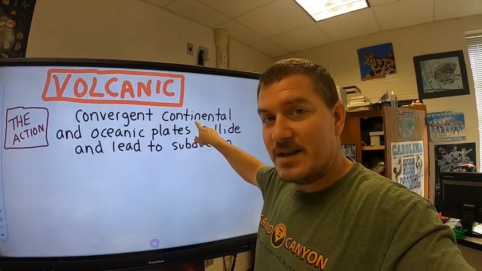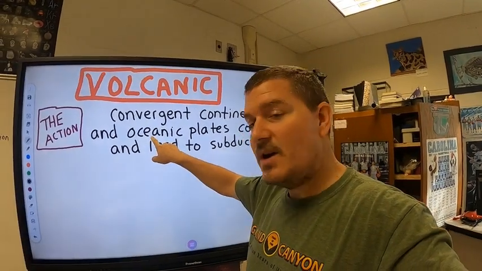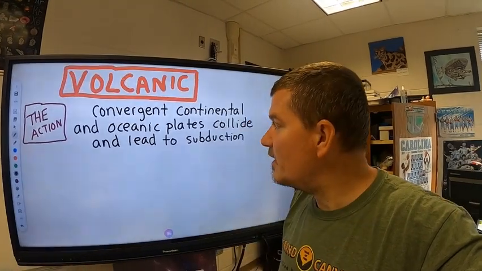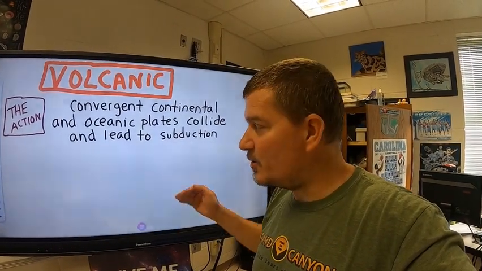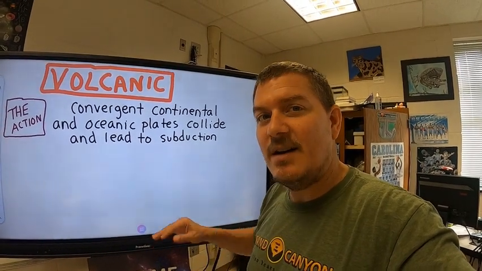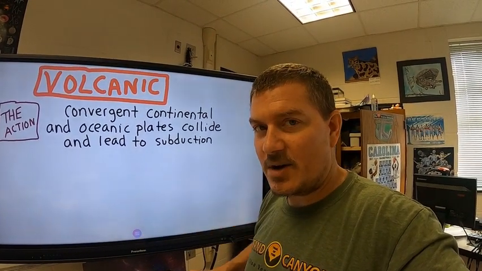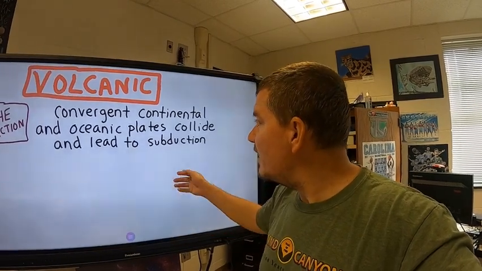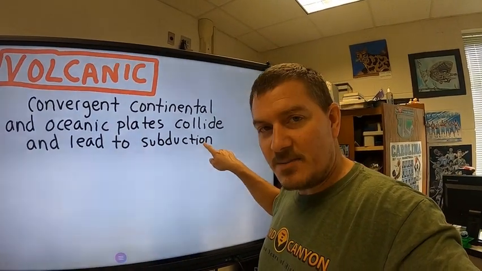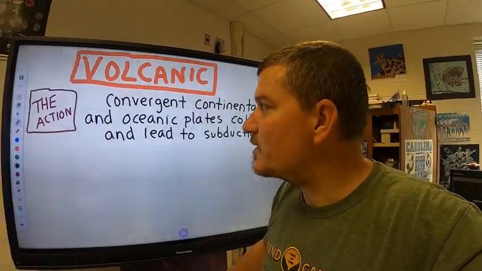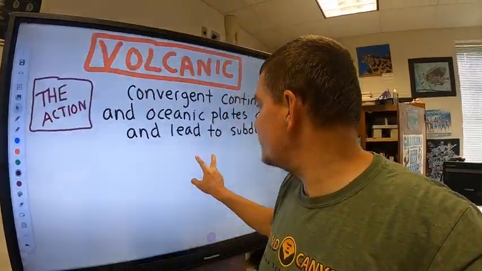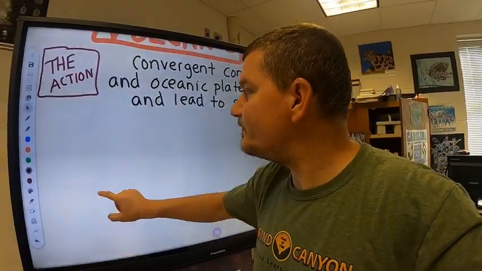So we have continental plate crashing into an oceanic plate. Oceanic plates are more dense than continental plates, so oceanic plates are going to sink. They're going to be pushed downward underneath the continental plate, and that's going to lead to subduction, the process of one plate going underneath another plate. So we're going to try to draw a little bit of this as part of the process.